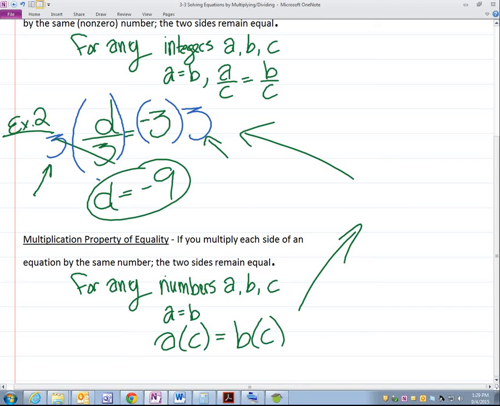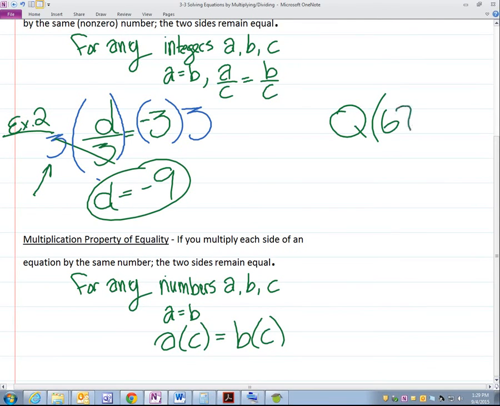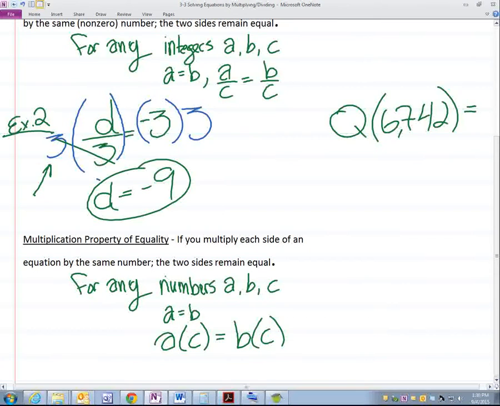Yeah? Because I did d divided by 3. Whatever's happening to the variable, if I have q times 6,742, to get that to go away, I would have to divide by 6,742 if there was an equation, if I wanted to get it by itself to find out what that is. So what that's saying is we can multiply both sides, we can divide both sides, just as long as we're keeping it on both sides, we will be able to solve for a variable and keep it mathematically accurate.